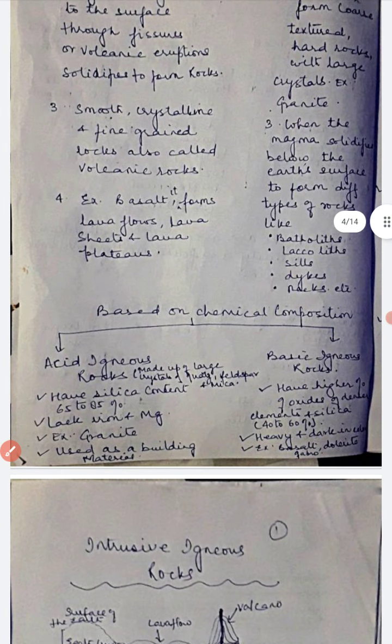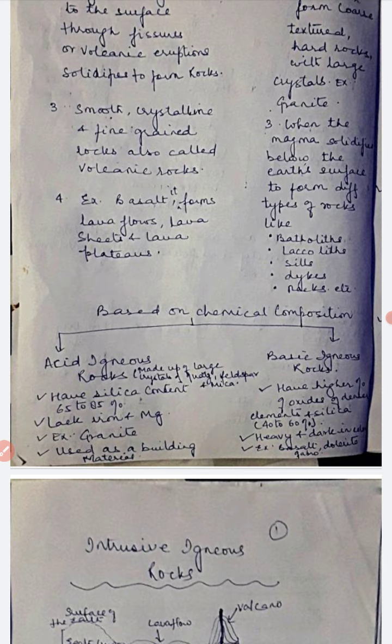Now, based on the chemical composition, there are two categories of igneous rocks: acid igneous rocks and basic igneous rocks. Acid igneous rocks are made up of large crystals of quartz, feldspar and mica. They have high silica content, normally ranging from 65 to 85%, and they lack iron and magnesium. Example is granite, and it is used as a building material.